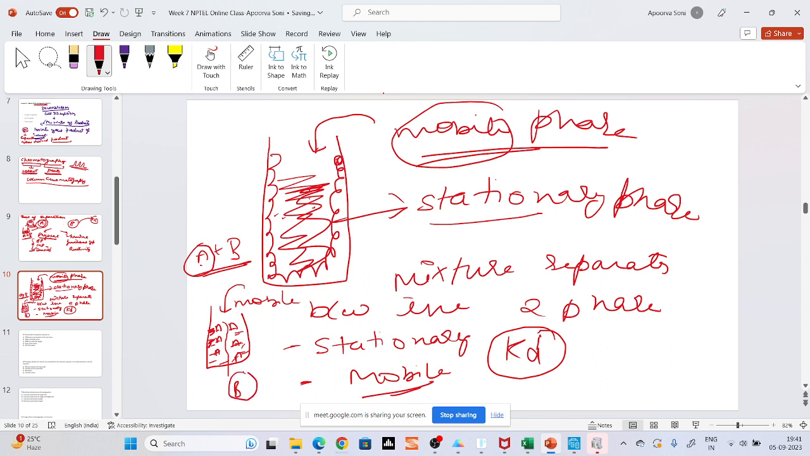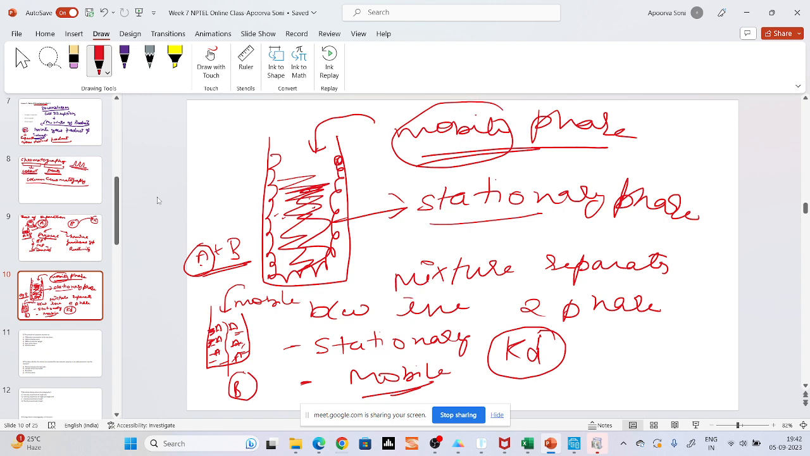So how has the mixture separated between the two phases? A got bound to the stationary phase, and B, with the help of the mobile phase, got eluted first. So this is how the mixture separates between the two phases, the mobile phase and the stationary phase. Is it clear? The basic concept, is this clear to everybody? Yes, ma'am.